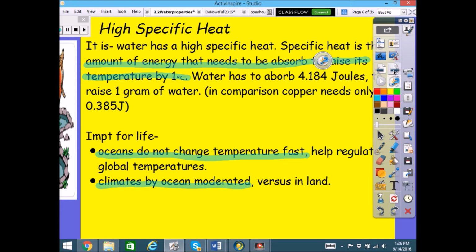Next, in that box in the middle, that's where we are. High specific heat. Why is it important? You might need to add that to your notes. So high specific heat is the idea that it takes a lot of energy to absorb. Water takes a lot of energy to change its temperature. So it's a heat sink. It's able to store large amounts of heat, of energy, before it changes temperature.